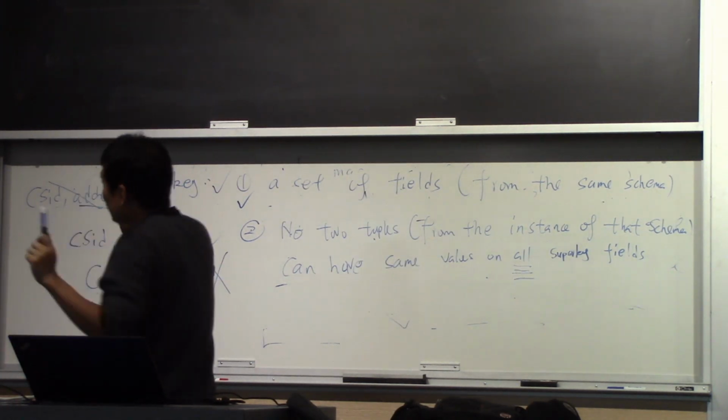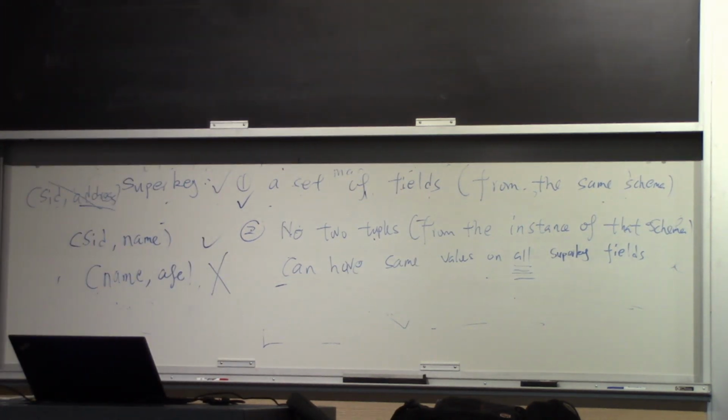Well, if you see a full record, this is a record. Yes. But these are a set of values. A super key must be a set of fields, not a set of values. Oh, I see. So this content is your super key. Yeah.